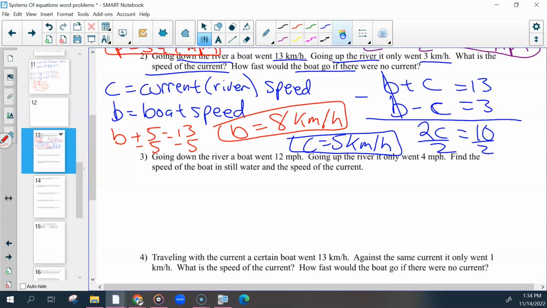And just like the last one, your boat speed should generally be faster than the river speed. Even if the boat is going slow, even if the river is going slow, the boat should still go faster. Do we have any questions on that one?